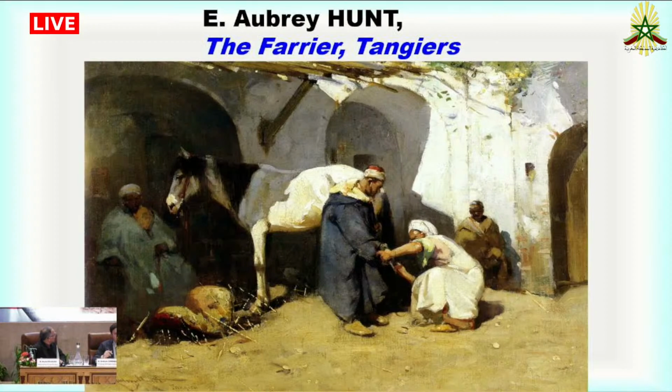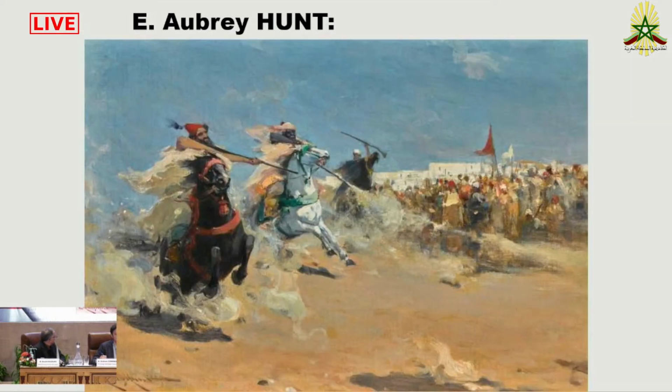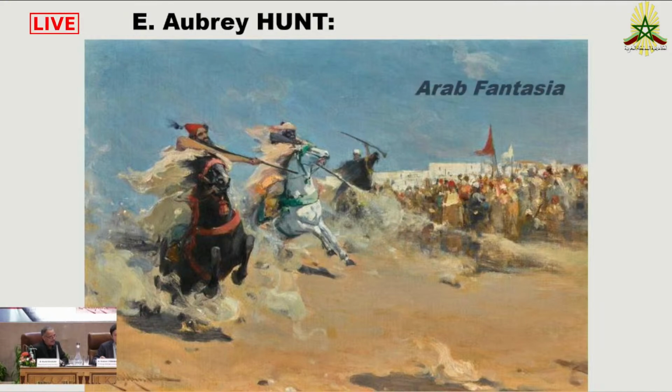A Farrier, Tangier, it's an ordinary scene, a dynamic one too. Fantasia, Tangier, see, it's a very dynamic painting. The guy on the left is in nirvana, so pleased. Same thing with this. You can make, of course, for us Moroccans, it gives us the opportunity to make the comparison between today's Fantasia and the one in the 19th century, a century ago.